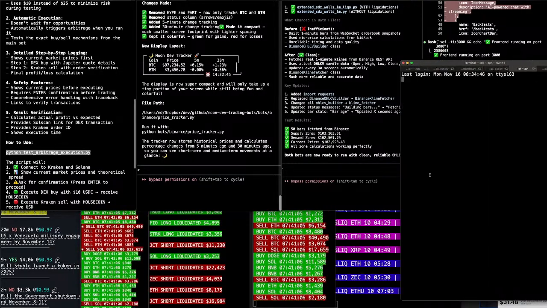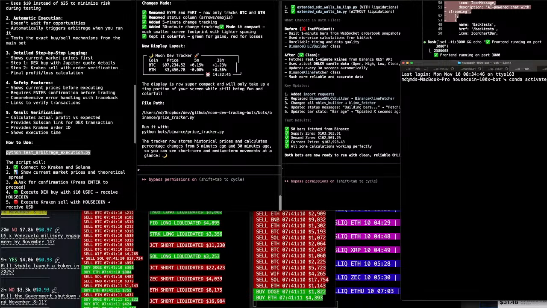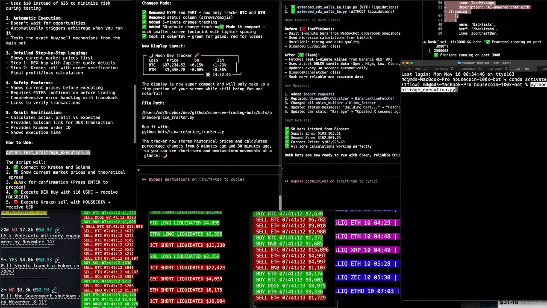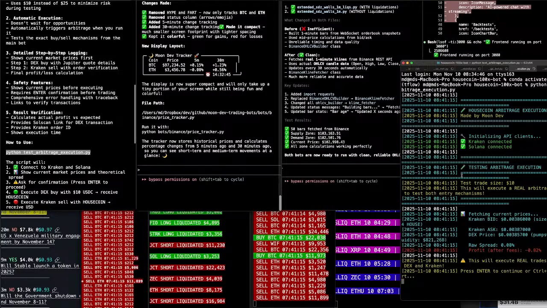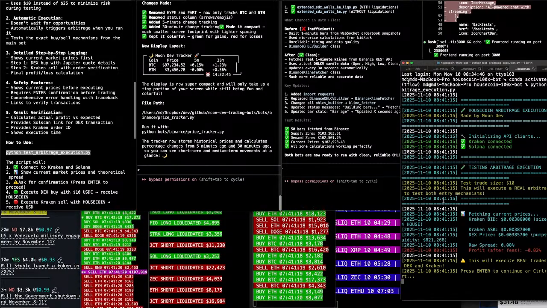Python. And let's say conda activate T-flow, bro. Python, run it. Test arb profit. Okay, this will execute real trades. Press enter.